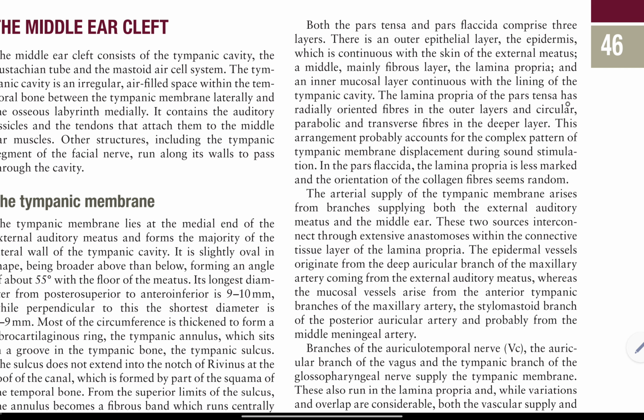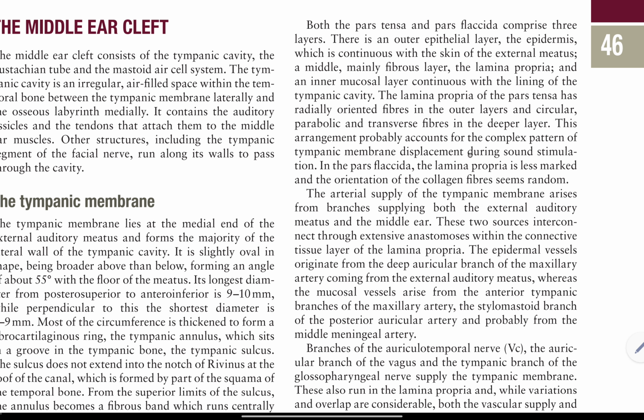The lamina propria of the pars tensa has radially oriented fibers in the outer layers and circular, parabolic and transverse fibers in the deeper layers. This arrangement probably accounts for the complex pattern of tympanic membrane displacement during sound stimulation. In the pars flaccida, the lamina propria is less marked and the orientation of the collagen fibers seems random.